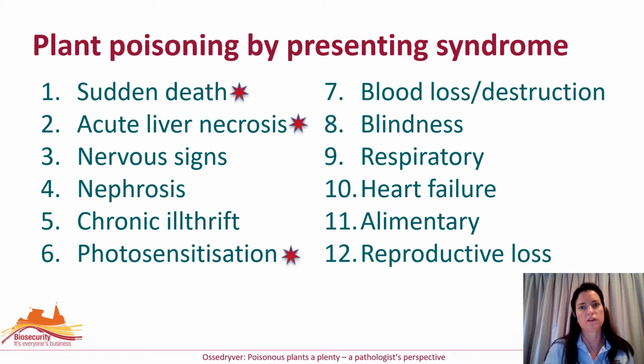Note those marked with an asterisk, namely sudden death, acute liver necrosis, and photosensitization, are highly suggestive, particularly in ruminants, that a poisoning is involved. The other presenting signs share their etiologies with infectious, genetic, metabolic or nutritional diseases. However, there are a number of possible toxic causes seen in these other syndromes that should also be considered.